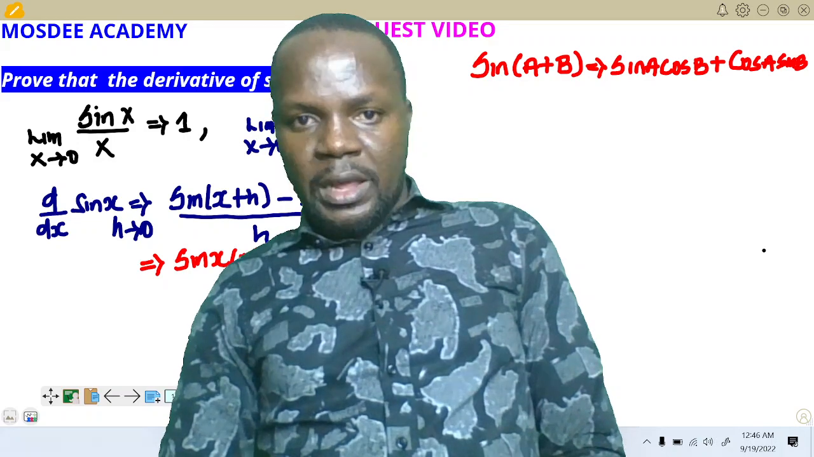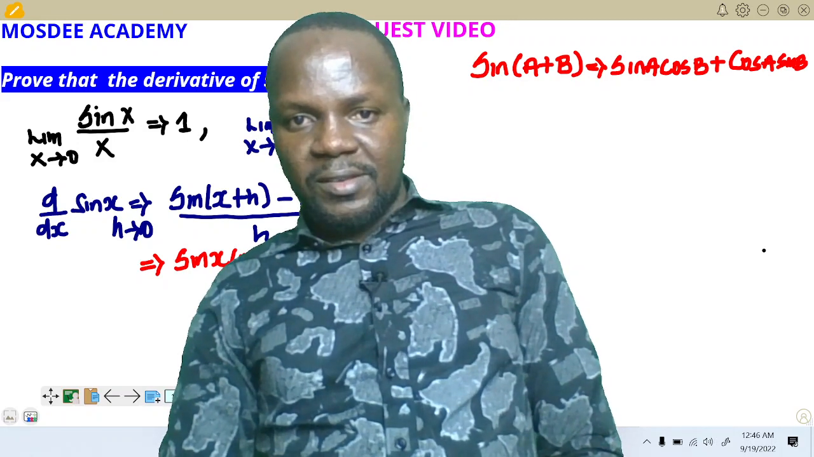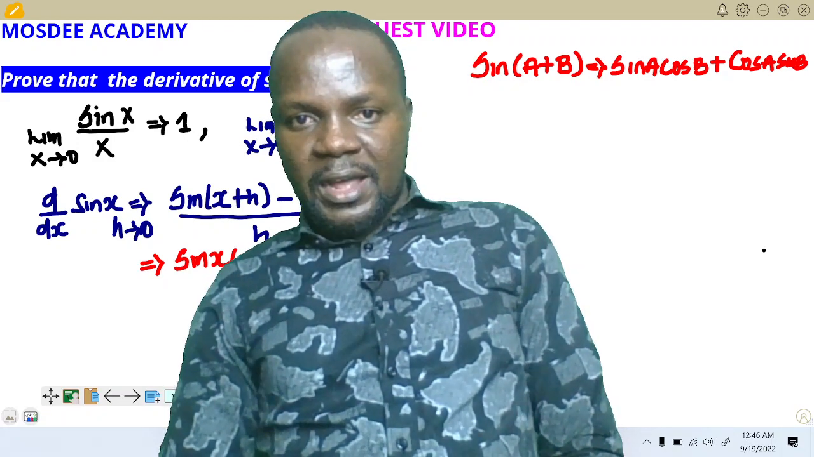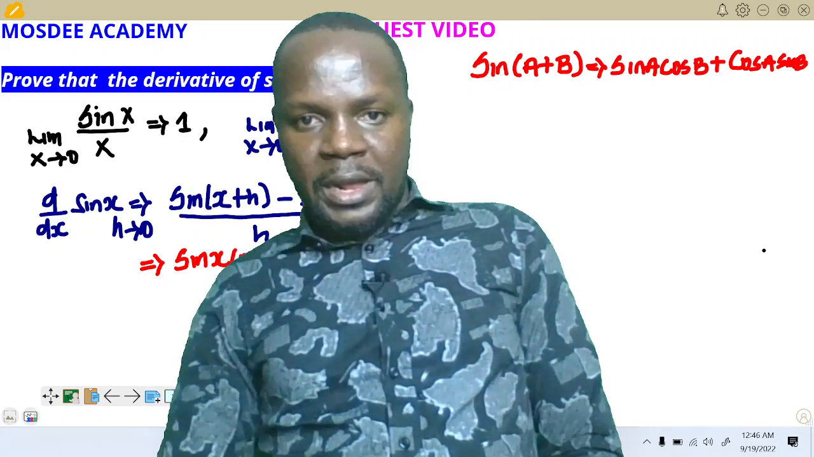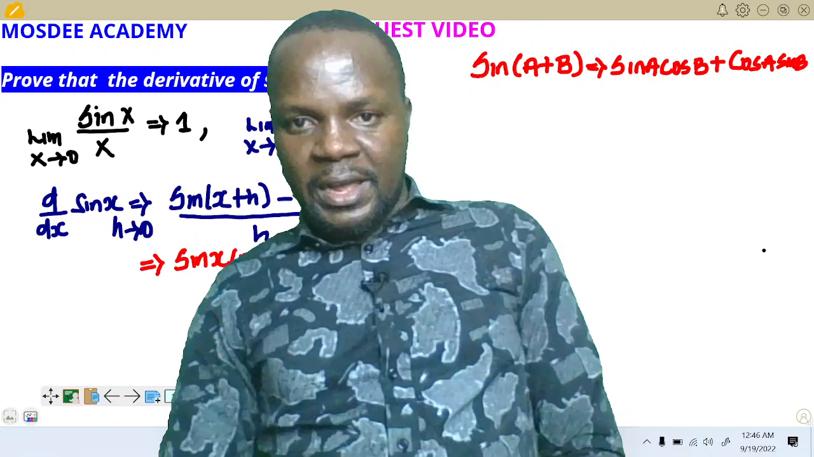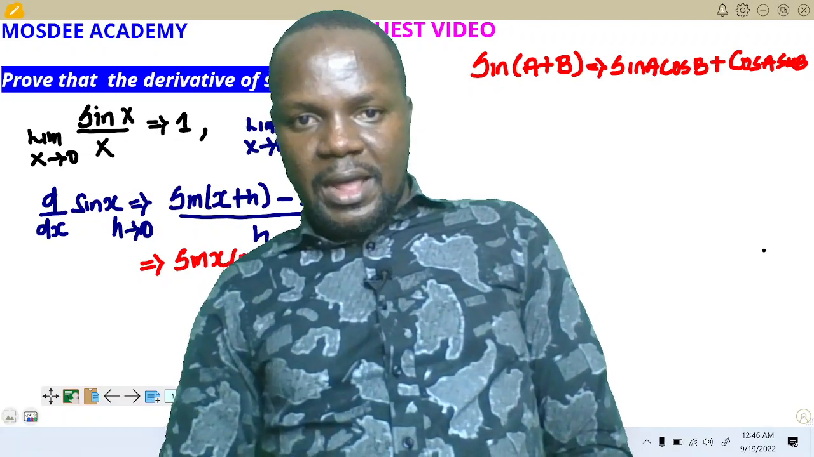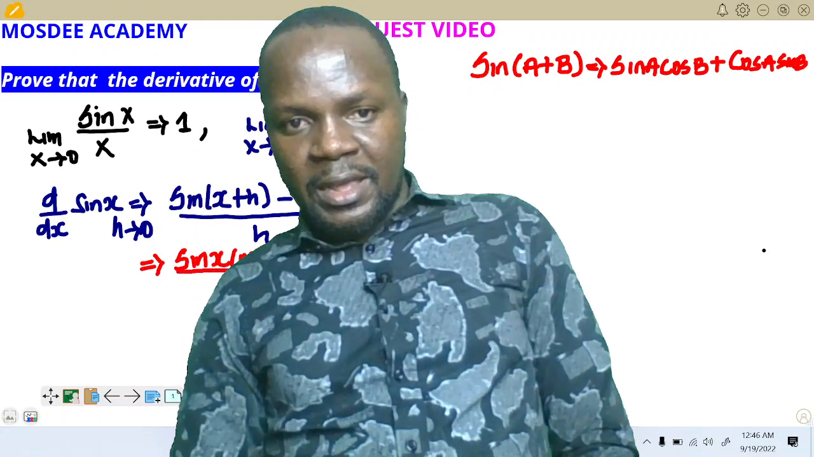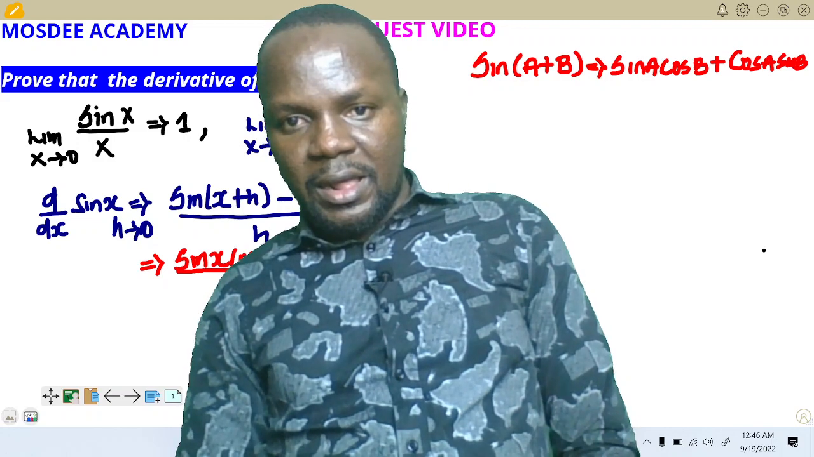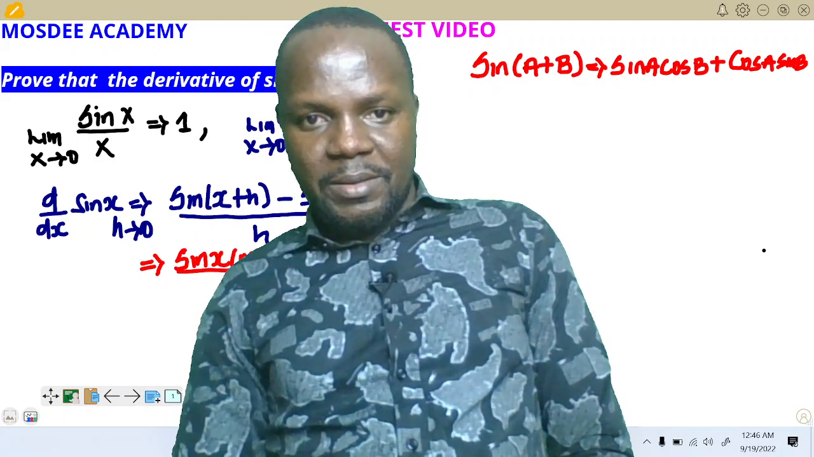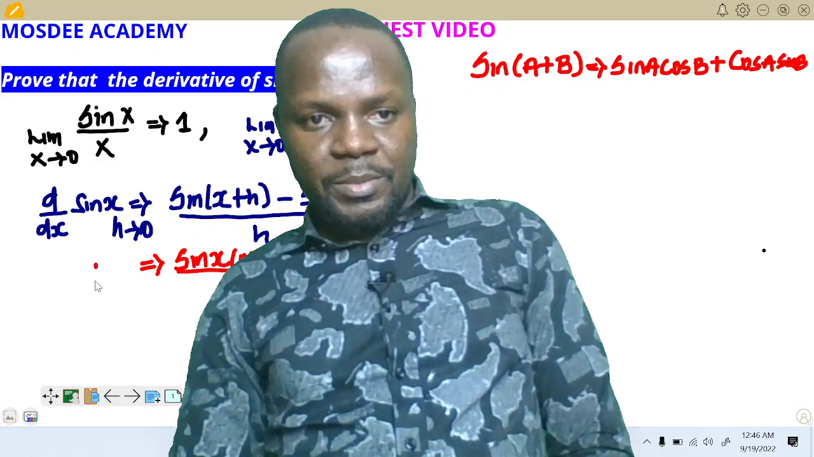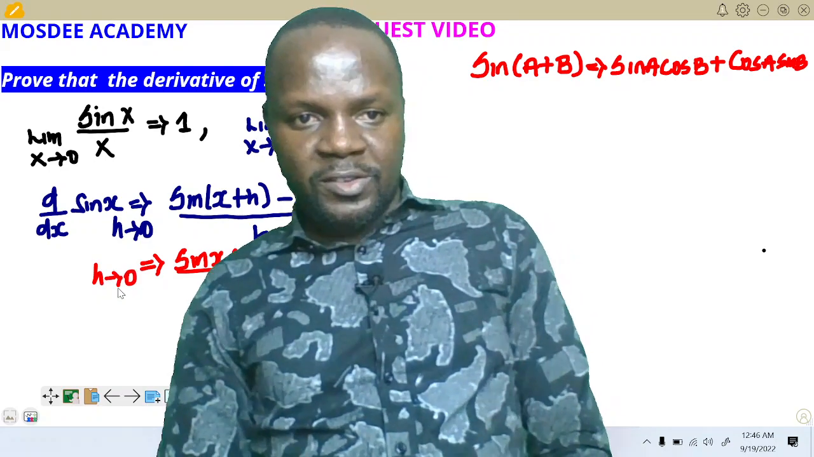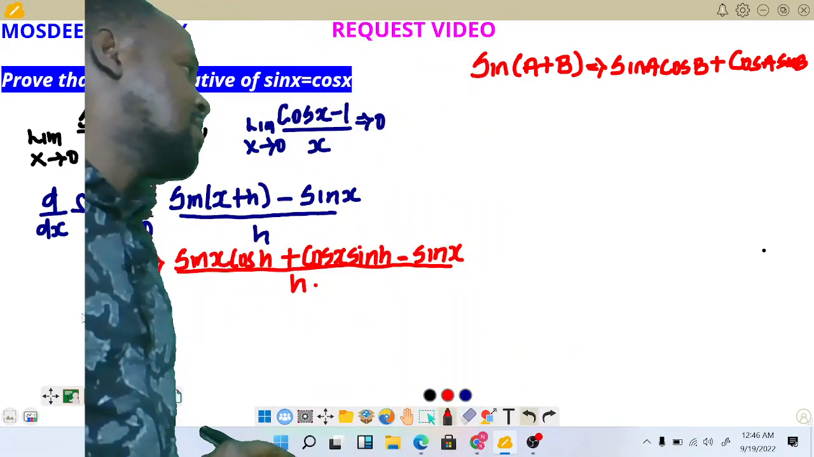Plus then cos x sine h. Remember, there is a minus here, minus sine x, everything divided by h. Remember, as limit of h approaches 0. So that is that.